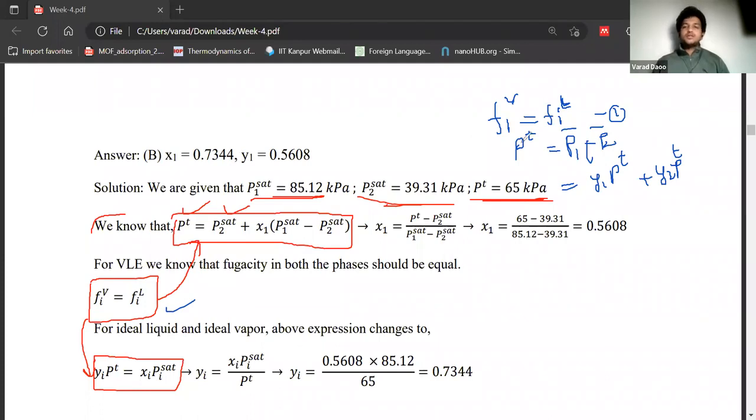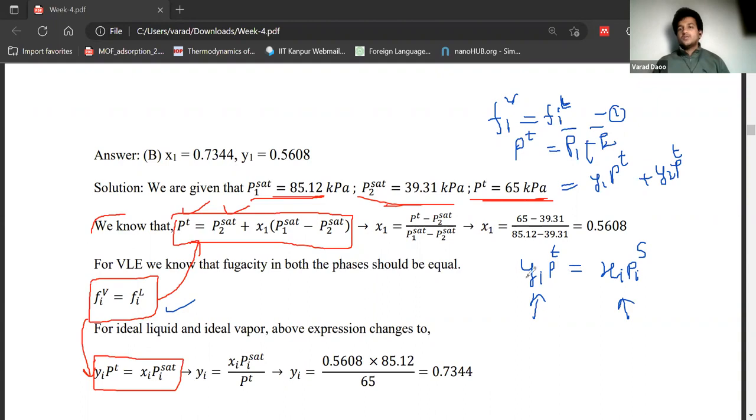And what will be the fugacity of the vapor phase, right? Fugacity of the vapor phase will be what? Yi of the i component is Yi Pt. That has to be equal to what? Xi Pi s, right? So this is for the ideal vapor and this is for the ideal solution or ideal liquid.